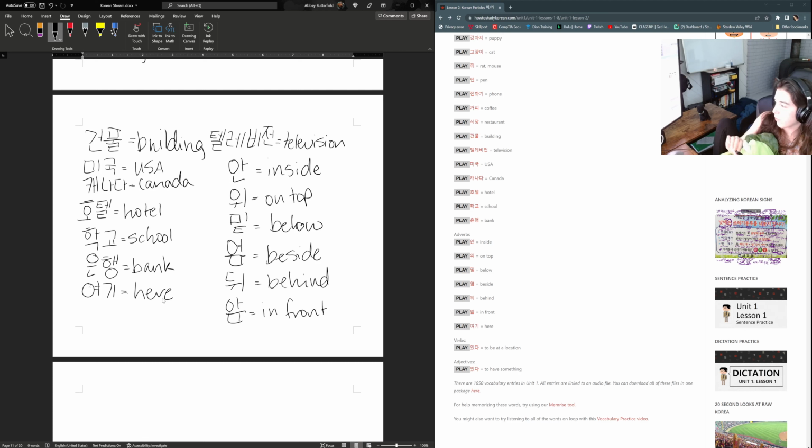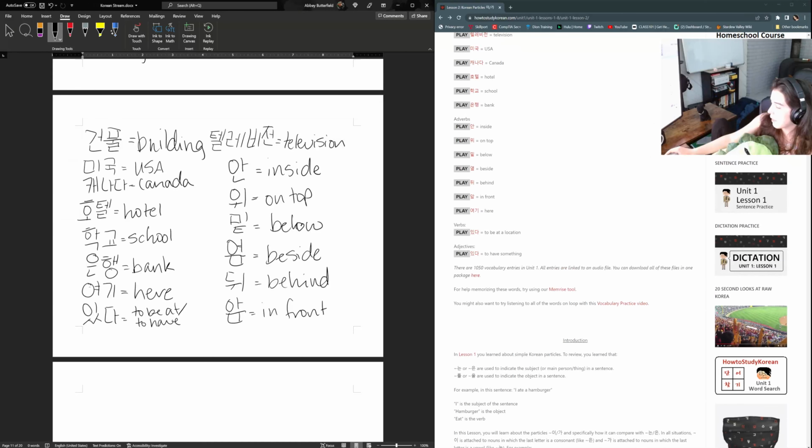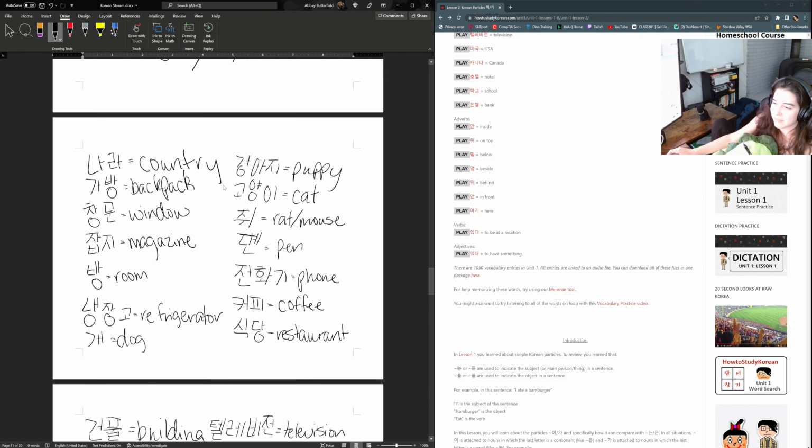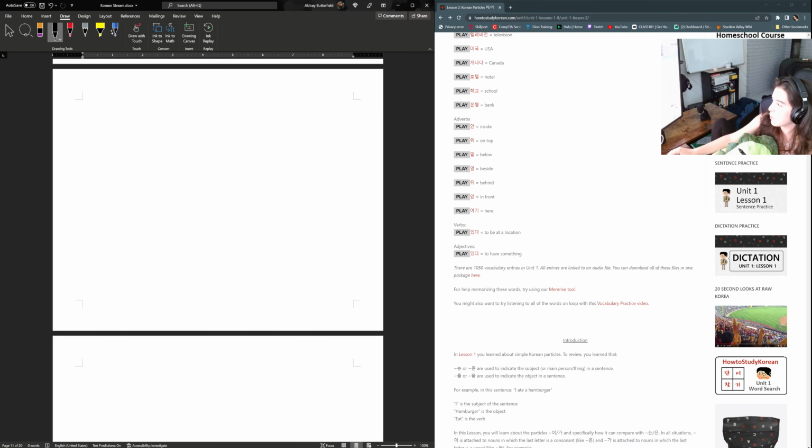And then the verb we're learning has two different meanings. Itda is either to be at a location or to have something. Excuse me, my allergies. They're getting to me. Itda. So, to be at, to have. We'll figure it out. All right, so those are all our vocabulary words today. I think I wrote smaller this time. I'll take that as a win. And again, you can get the Memrise tool. That's what I use on my phone. Very convenient. I like it. Let's scroll down.